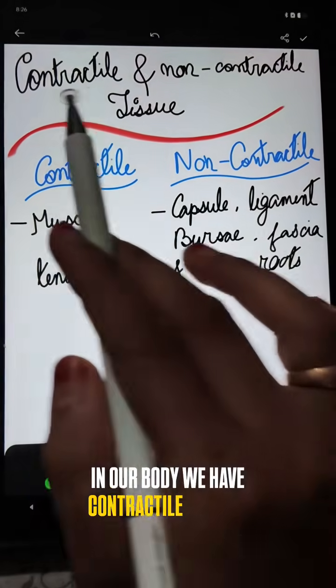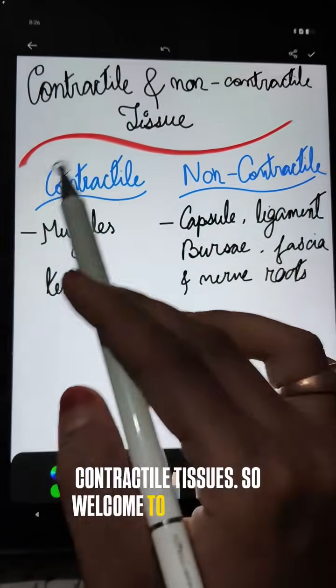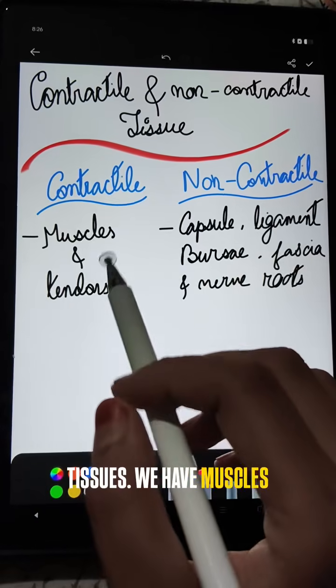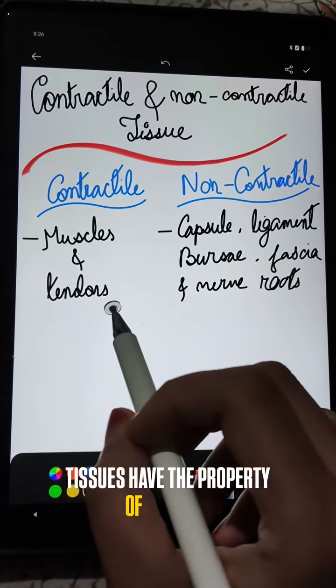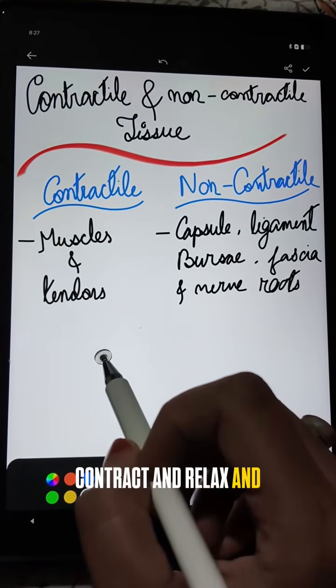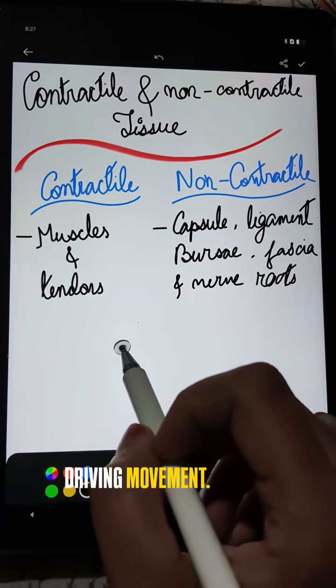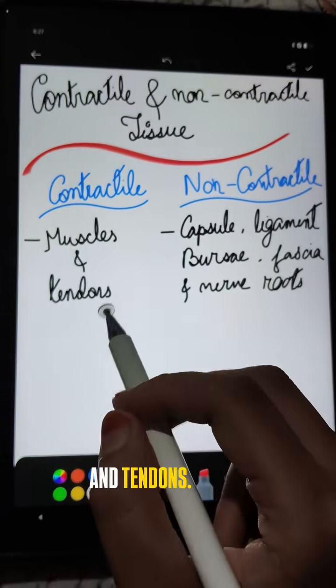In our body, we have contractile and non-contractile tissues. Contractile tissues are muscles and tendons. These tissues have the property of actively contracting and relaxing, generating force and driving movement. Examples are muscles and tendons.